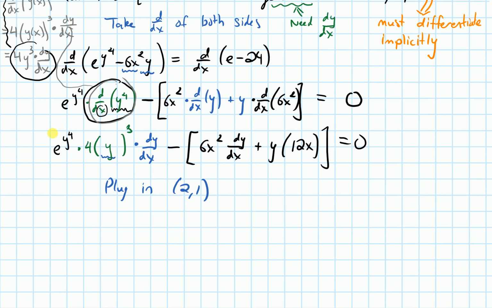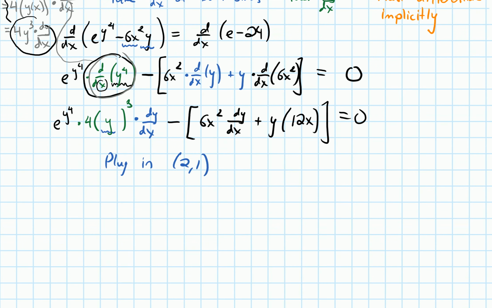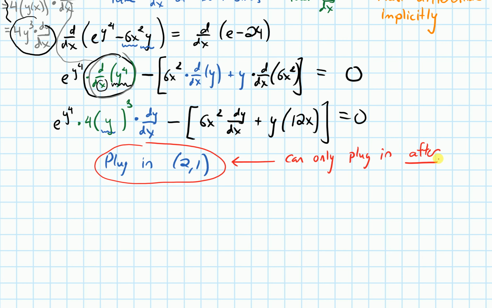All right, so an important thing about plugging in. Just like with the derivative problems that we saw before we did implicit differentiation, when you want to find the slope of the tangent line at a certain point, you have to do the derivative first and then plug in the point. We can only plug in the point after taking the derivative.